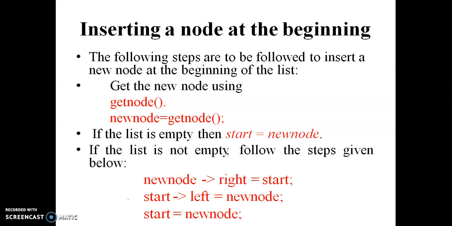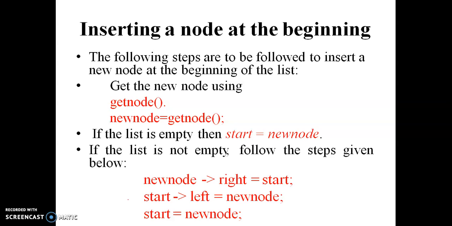Our new node's next becomes the starting node, and the start node's previous node is our new node, so start of left is the new node. The starting node's previous node becomes our new node. Then our new node is the start node. Because our new node is the current starting node, start equals new node.